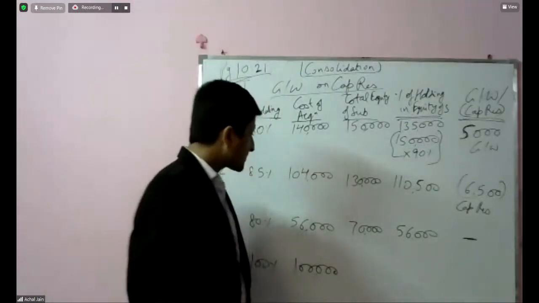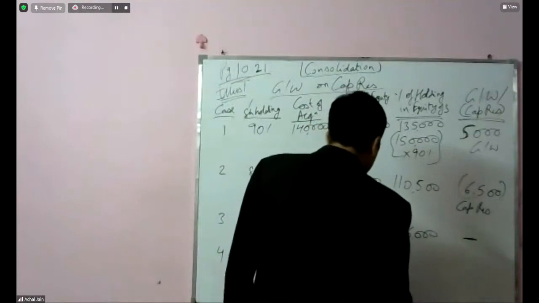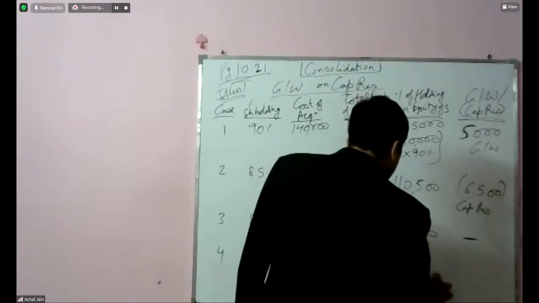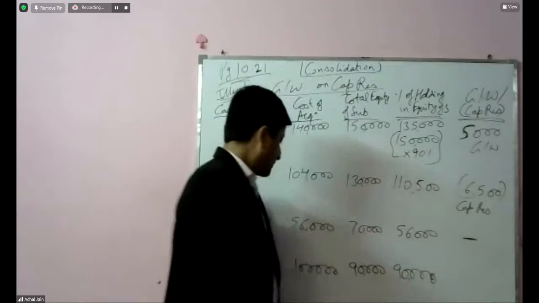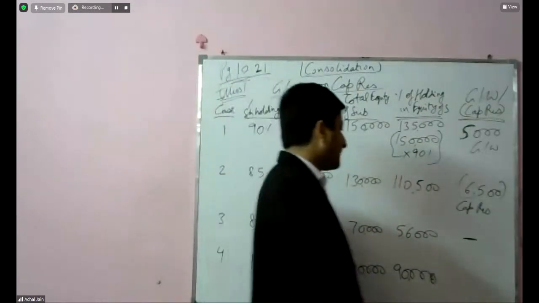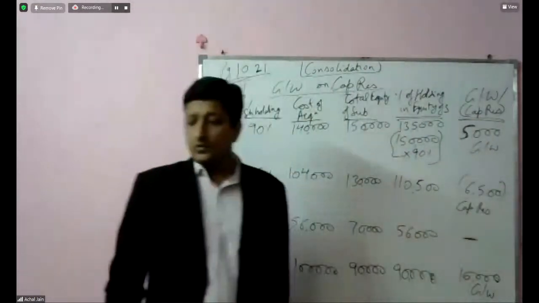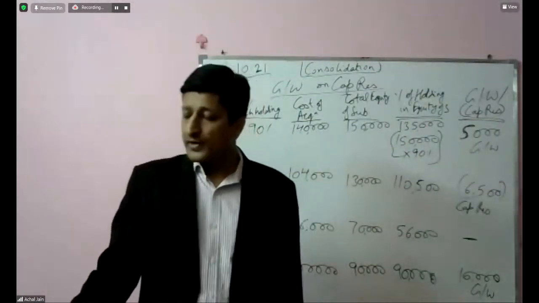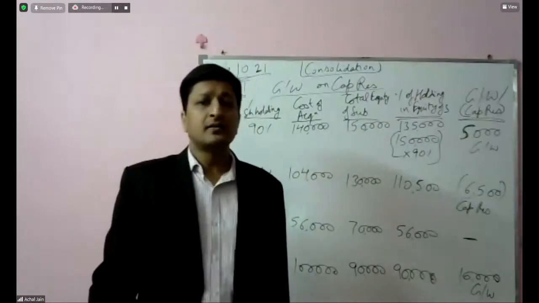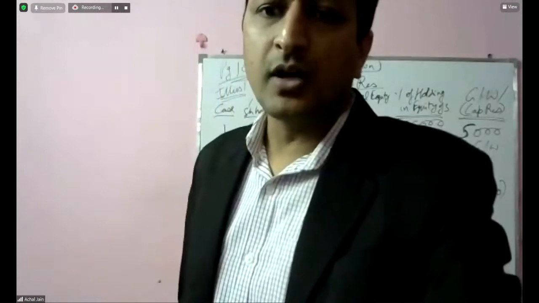So in this case, total equity, last one, 90,000, and this will remain 90,000. So 1 lakh has been paid to acquire 90,000. So what do we get? 10,000. And what is this 10,000? 10,000 is the amount of goodwill. Clear? Clear on this? Any questions, any doubts up to this?